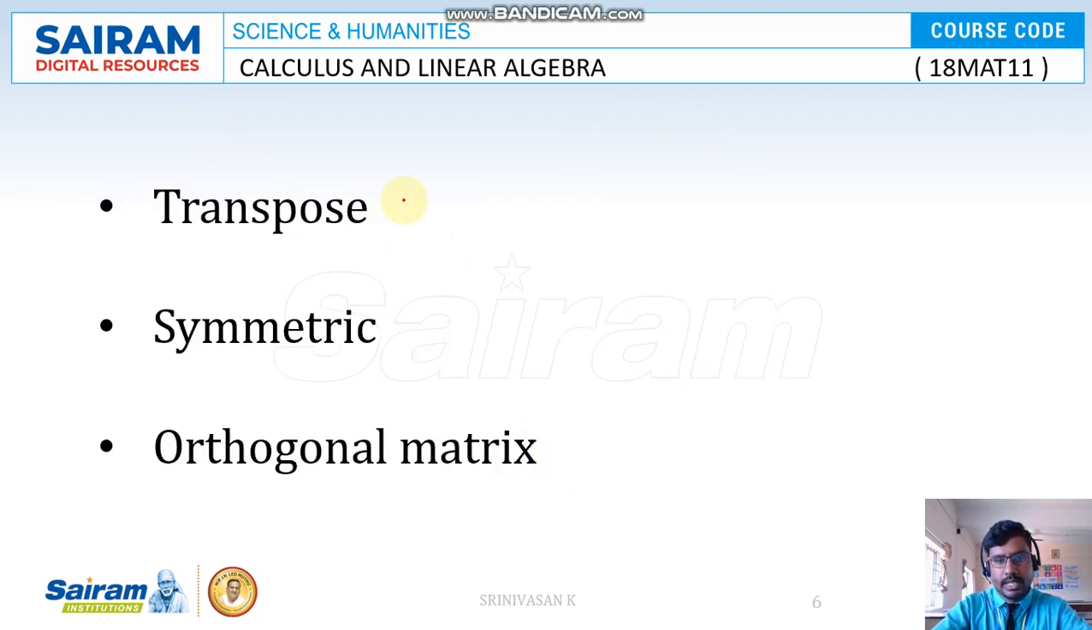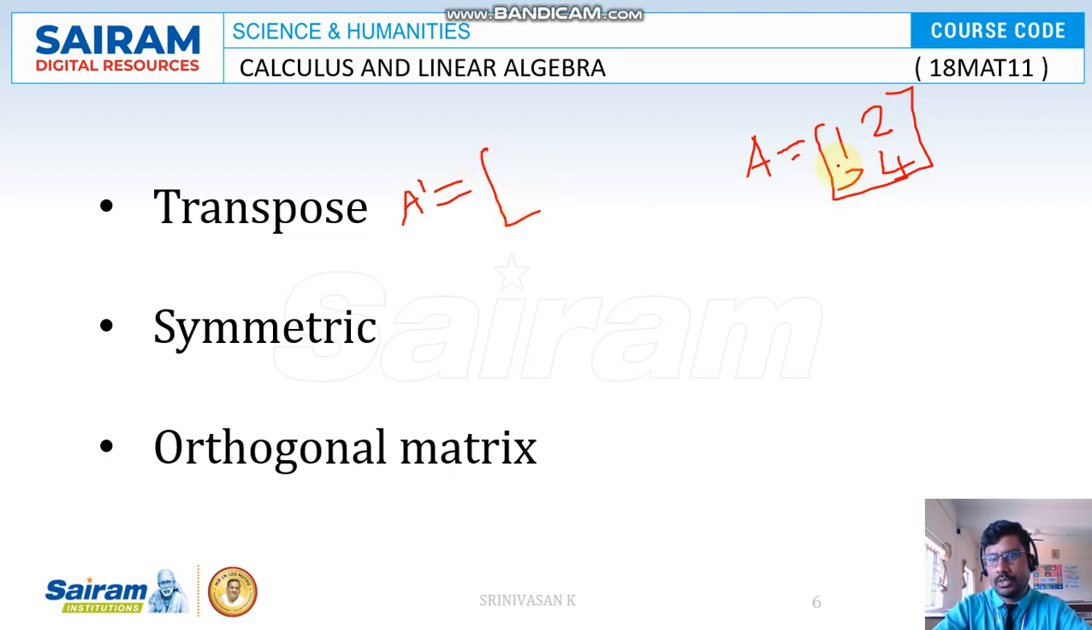What is transpose? A transpose is denoted by A transpose or A power T. For example, consider A equal to the 2 by 2 matrix 1 2 3 4. So A transpose is nothing but we change rows to columns and columns to rows. The first row is converted to a column, so 1 and 3. The second row is converted column-wise, so 2 and 4. This is called A transpose.